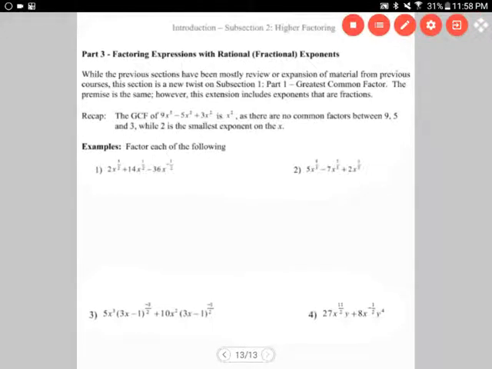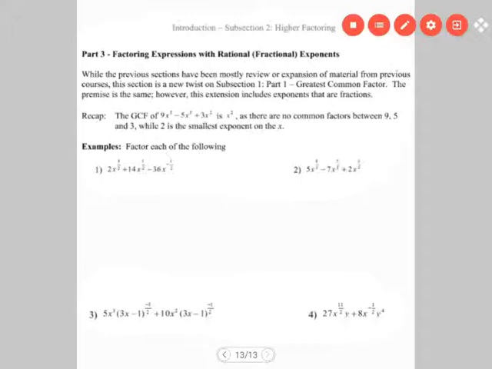Hi again. So, this is higher factoring part 3, factoring expressions with rational exponents. So that, of course, is exponents that are fractions. Crazy. So, the previous sections have mostly been review or expansion of material from previous courses. This is a new twist on subsection 1, the greatest common factor. The premise or the idea is exactly the same. However, we just expand this now to fractional exponents.